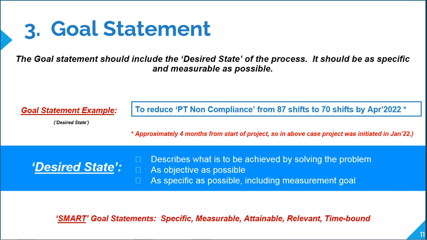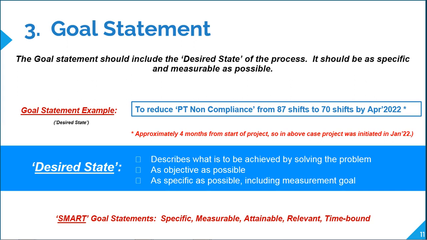So we already discussed, can we reduce from 87 shifts to 0 shifts? No, it's not possible that easily, right? So you have to take a first goal. The first goal is to reduce up till 70 shifts, and maybe in the future we reduce it from 70 shifts to 50 shifts, from 50 to 30 shifts, and likewise we'll keep on reducing. But currently for this given project, our desired state is from 87 shifts to 70 shifts by April 2022.